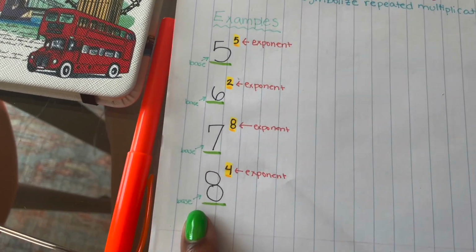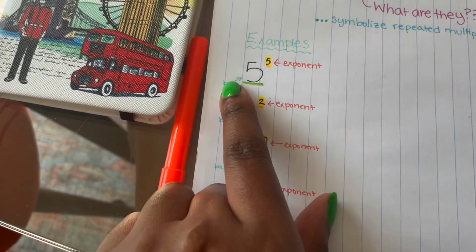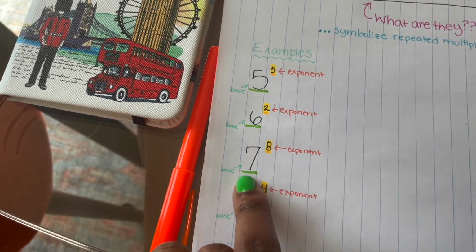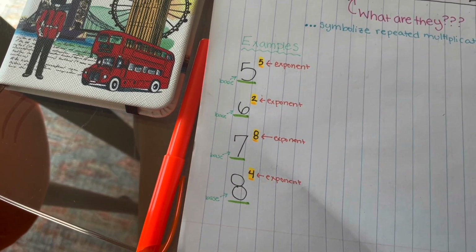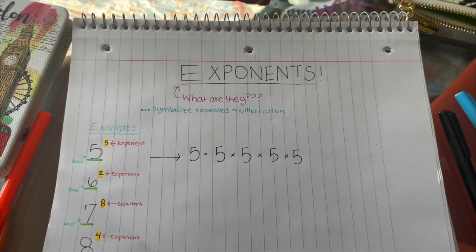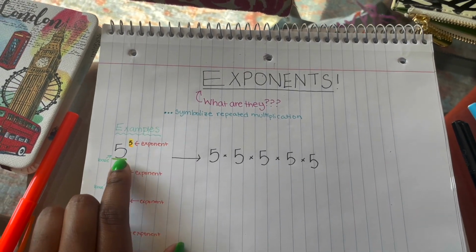Now that we've discussed what exponents are by defining them, and we've also taken a look at a few examples, we are now going to work out these examples. 5 raised to the power of 5. I want to dive deeper into this first example because looking back, I feel like I could have explained it a little better. So let's take a look.